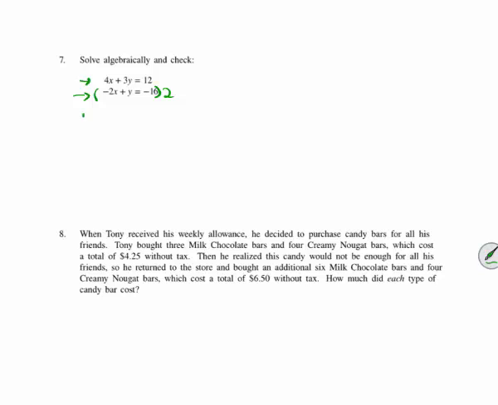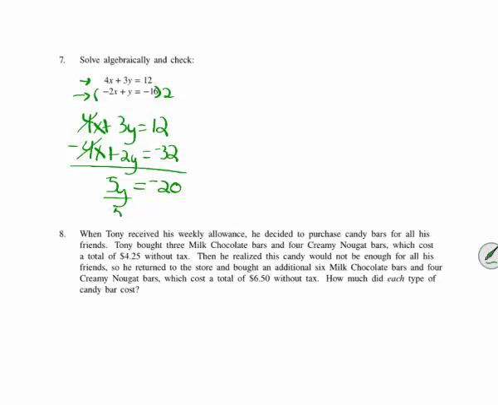All right, I'm going to copy the first one down, 4x plus 3y equals 12. Multiply everything by 2, negative 4x plus 2y equals negative 32. Now I can add them. X's are going to cancel out. I'm going to get 5y. 12 and negative 32 is negative 20. Divide by 5. So y is negative 4.